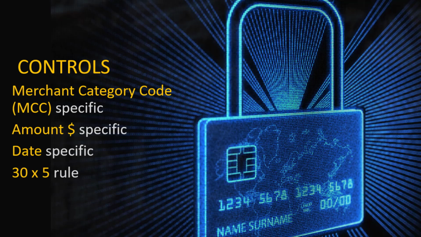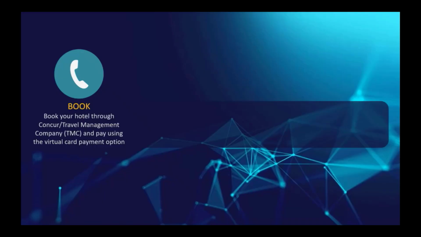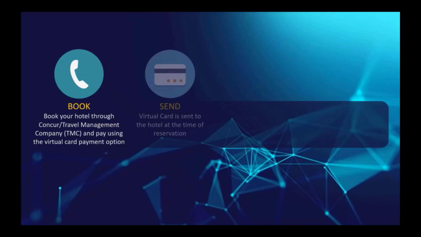Now let me give you a quick summary about how the entire process works, and then we'll do a breakdown of each one of these components. So first is booking. You can book your hotel either through Concur, or you can reach out to the travel management company, which is CI Azumano, and then let the agent know that you would like to virtually pay for the hotel. As soon as you complete that reservation, the system will automatically send a credit card authorization form to the hotel property on the day the booking is made, and then again on the day of the check-in.